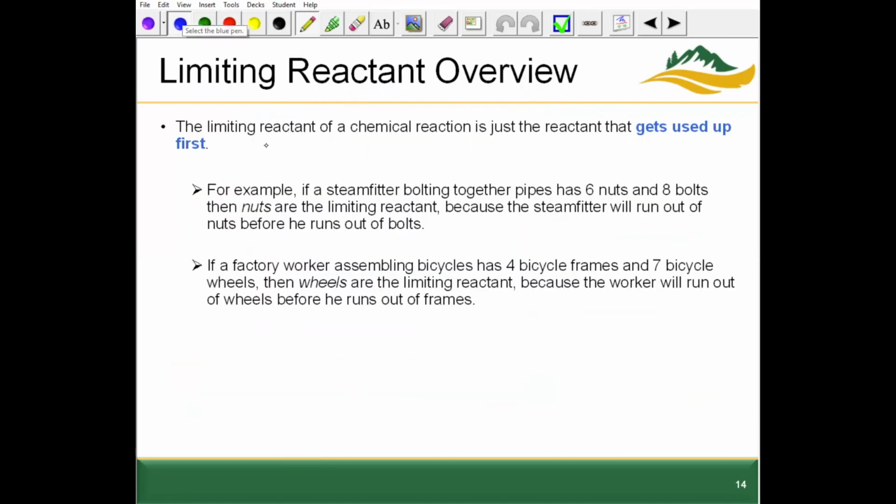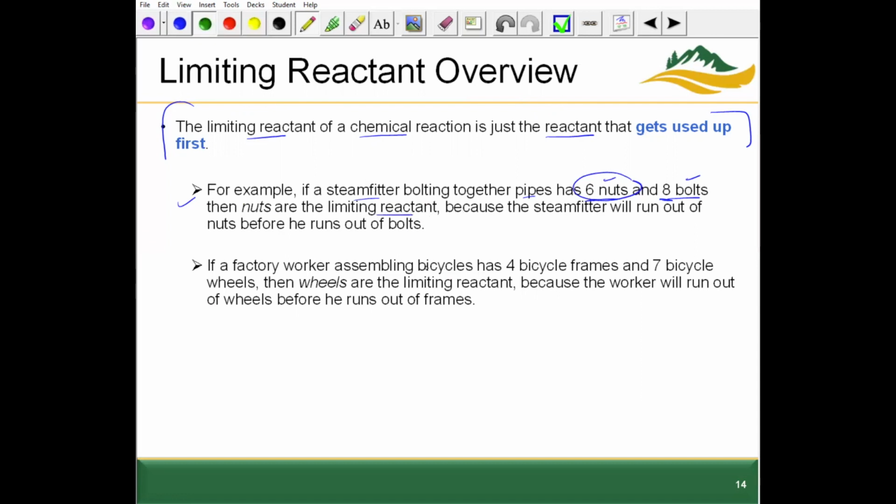So again, the limiting reactant is defined in the chemical reaction as the reactant that gets used up first. Another example, with non-chemistry, we can have a steam fitter bolting together pipes, who has 6 nuts and 8 bolts. So 6 will run out before 8. So technically the nuts versus the bolts, these are the limiting reactant.